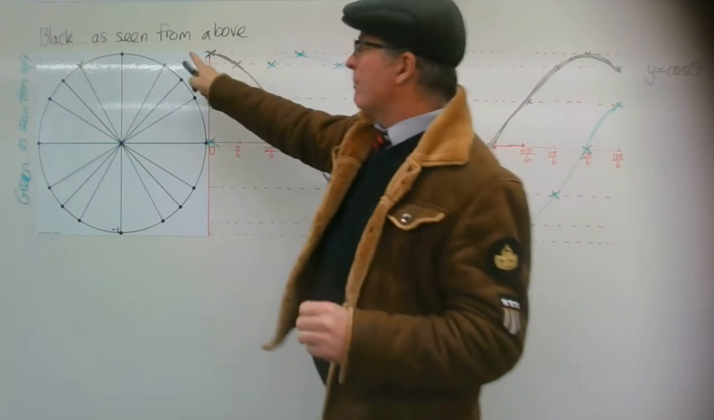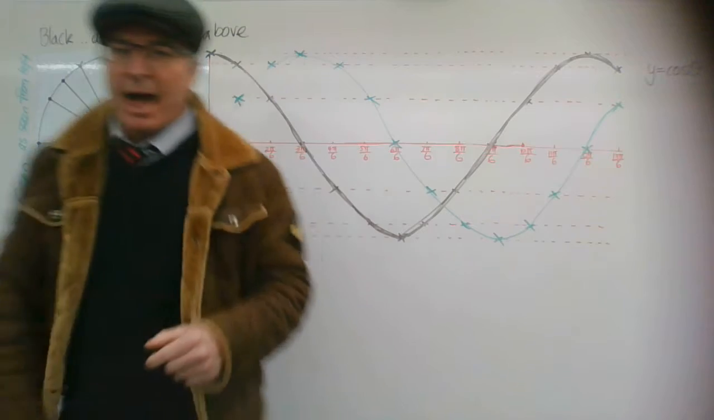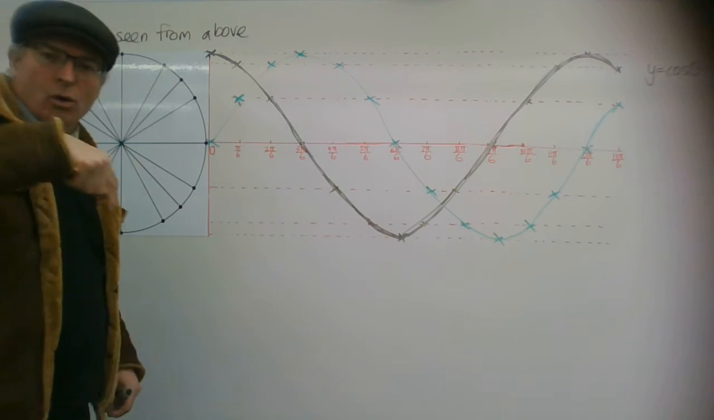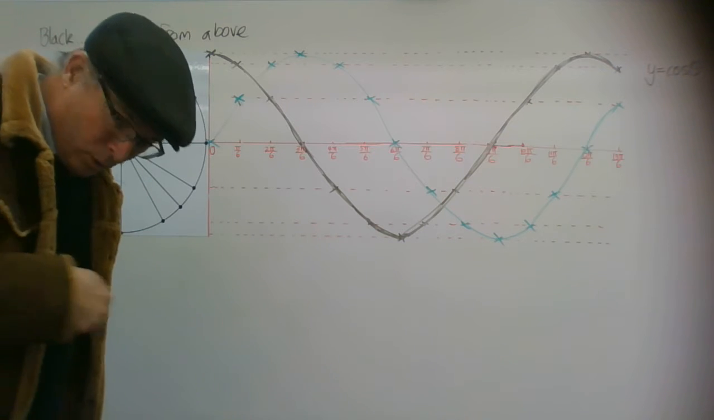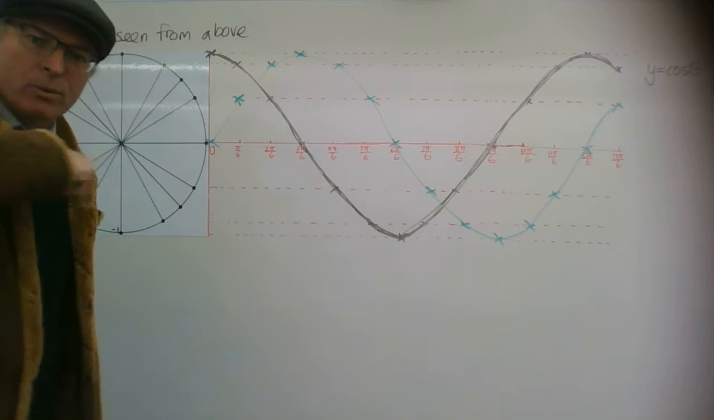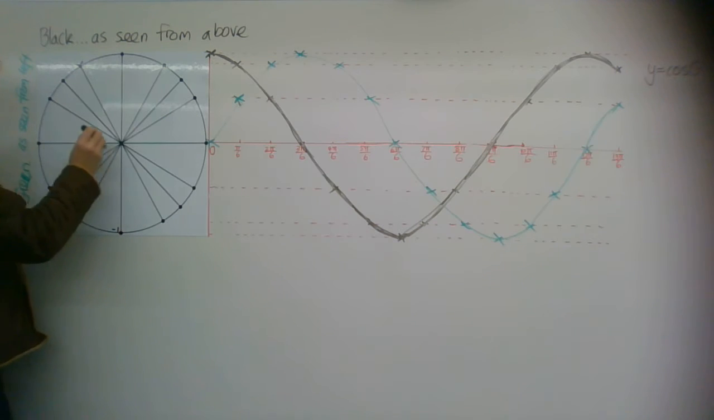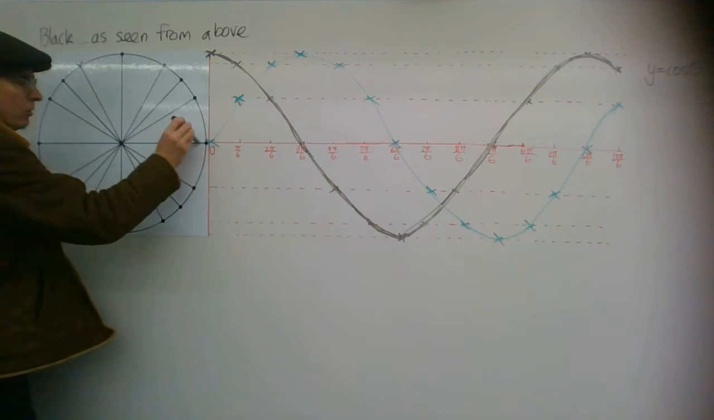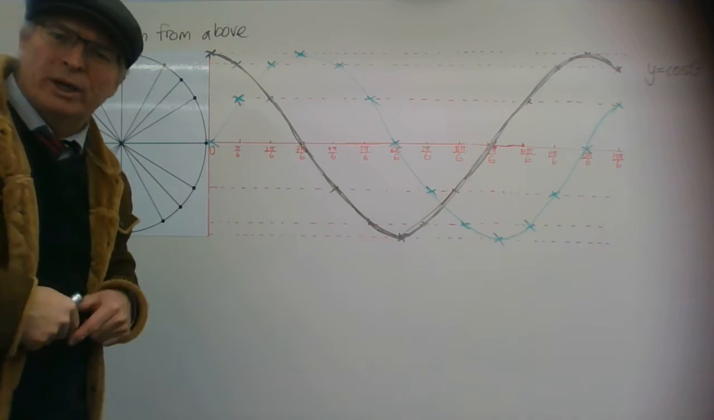Imagine you're looking at it from above. You're looking straight down and watching what happens. All you see is it go backwards and forwards. It starts here and it goes along there and back, and along there and back, and along there and back. That's all you see if you're at a great height looking down.